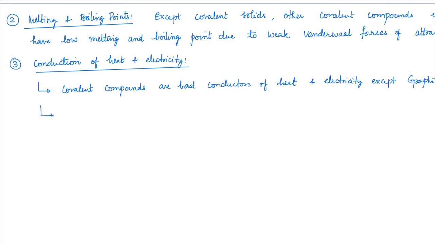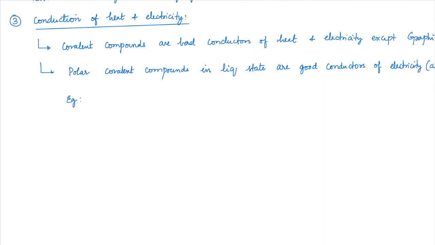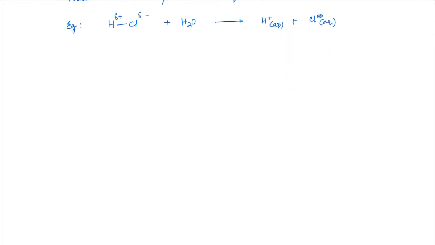Correct. Now, polar covalent compounds in liquid state are good conductors of electricity. When I say liquid state, it is only pertaining to aqueous form, not molten form. What I meant to say is, suppose you take HCl, a polar covalent molecule. The minute you add it to water, it will form aqueous ions. And once you have ions, they will be conducting in liquid. So that's how they will conduct electricity.